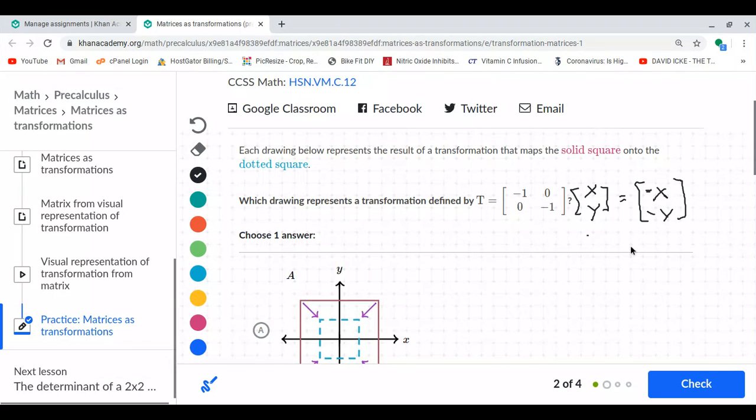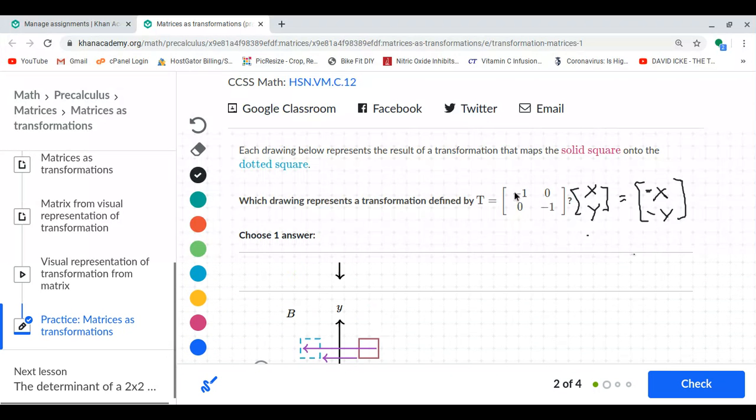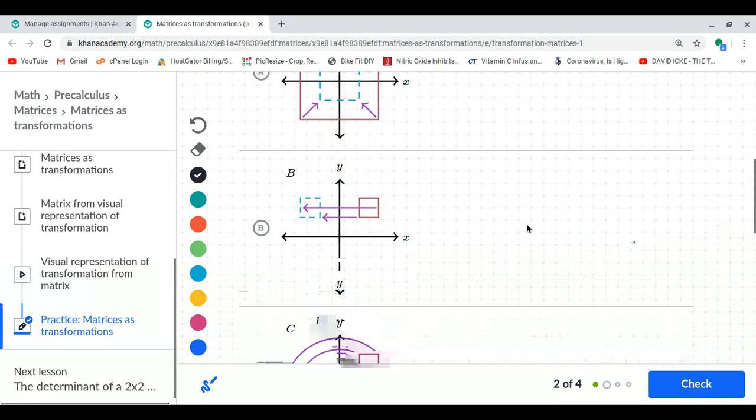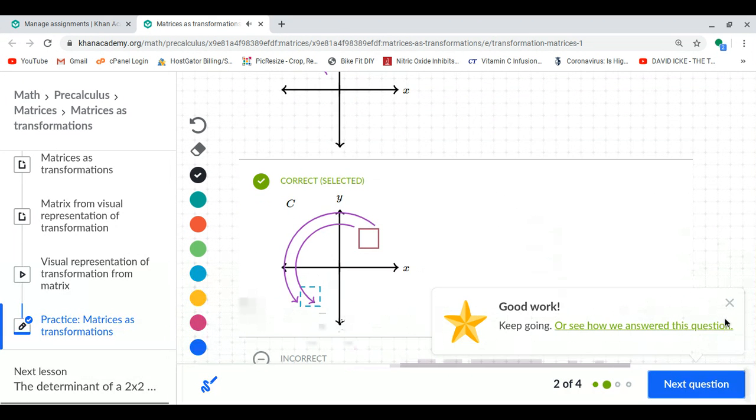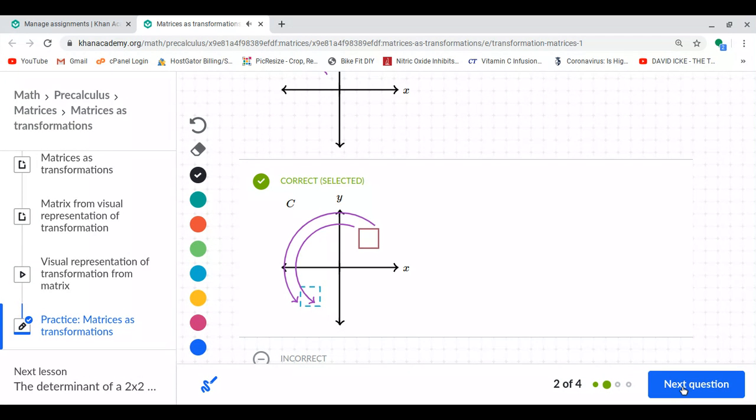Now, another way to think of this is 180 degrees. Well, what's the cosine of 180 degrees? It's -1. So we have cosine of 180, cosine of 180. Sine of 180 degrees is 0. So 0 and 0. -0 is still 0. So it's a rotation of 180 degrees. Okay. All right. Let's look at the next question.